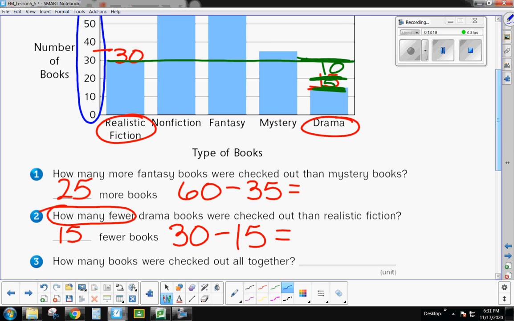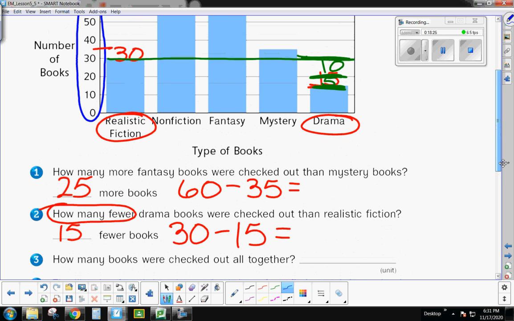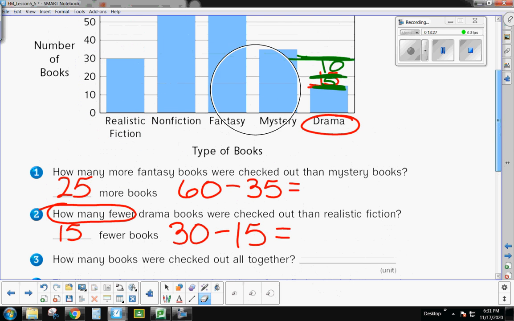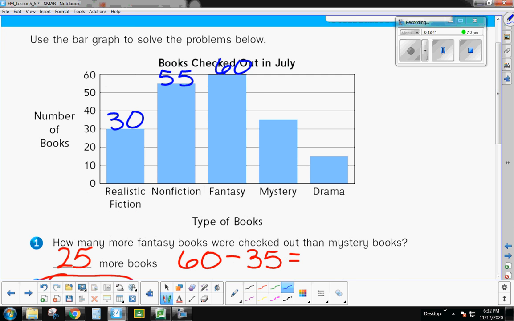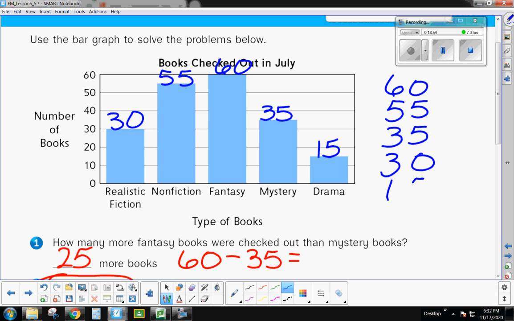All right, number 3 says, how many books were checked out all together? Now, boys and girls, if I'm finding out how many books are checked out all together, I'm going to have to add up every single one of these bars. So I have 30 here, I have 55 here, I have 60 here, and I have 35 here, and I have 15 here. Now, I could go ahead and add all of these numbers. Let's see here. I've got to make sure I get them all written down. Make sure I have 1, 2, 3, 4, 5. I should have 5 numbers.